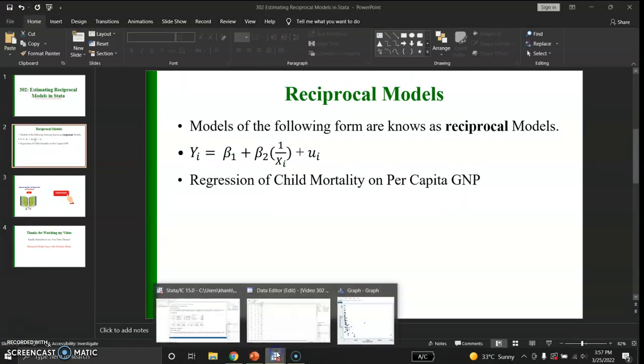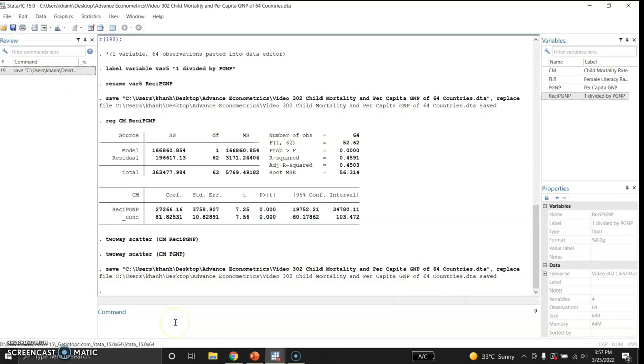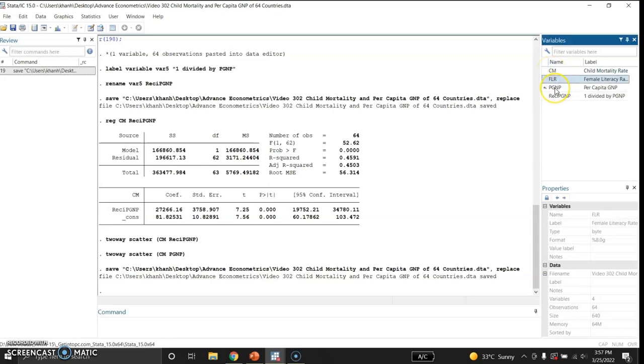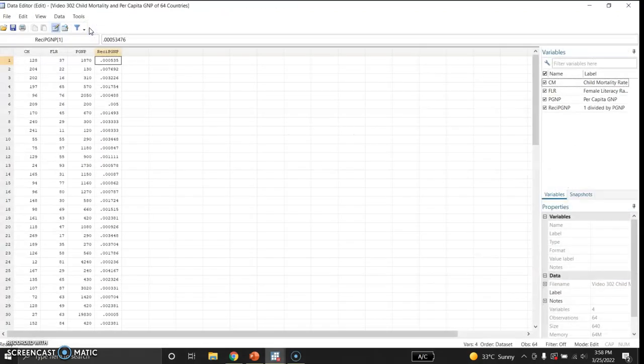So let me go to Stata, and here is Stata, and I have already opened the file. This is child mortality, and this is the female literacy rate. This is per capita GNP, and this is the reciprocal of GNP, which means that I have divided 1 by per capita GNP throughout. So let me show you the data in the browser here. This is child mortality, the child mortality rate, for example 128 per 1000 live births of up to 5 years of age, and the total number of observations is 64, because this data is for 64 countries. The second variable is the female literacy rate or ratio. The third variable is per capita GNP. And finally, we have the reciprocal of per capita GNP.